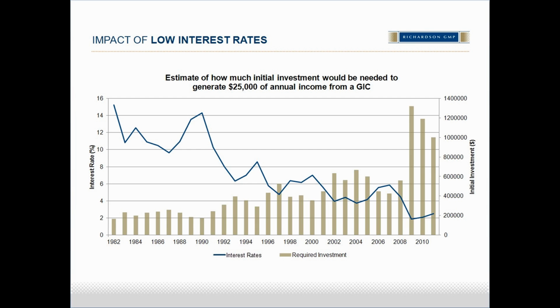If we fast forward to 2011, which is indicated on the right hand of the slide, with interest rates currently of about 2.5% a year in 2011, you needed $1 million of capital to earn $25,000 of interest income. What this means for investors is that if you want to live off your interest income, you better have a lot of money, or you better be prepared to live on a lot less.